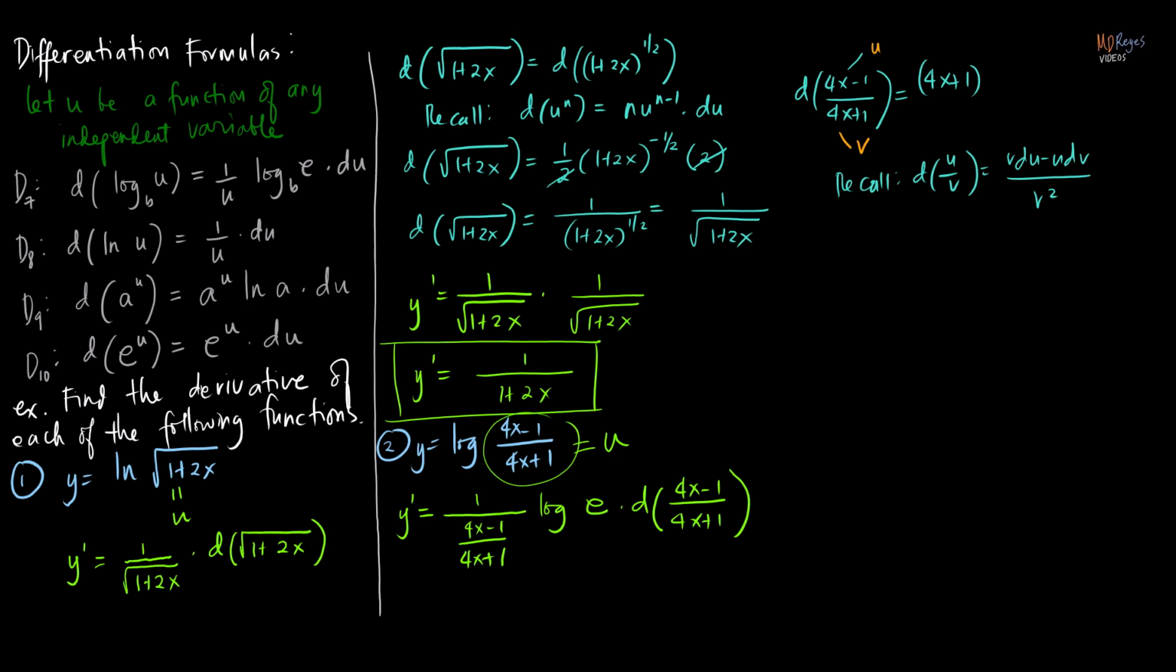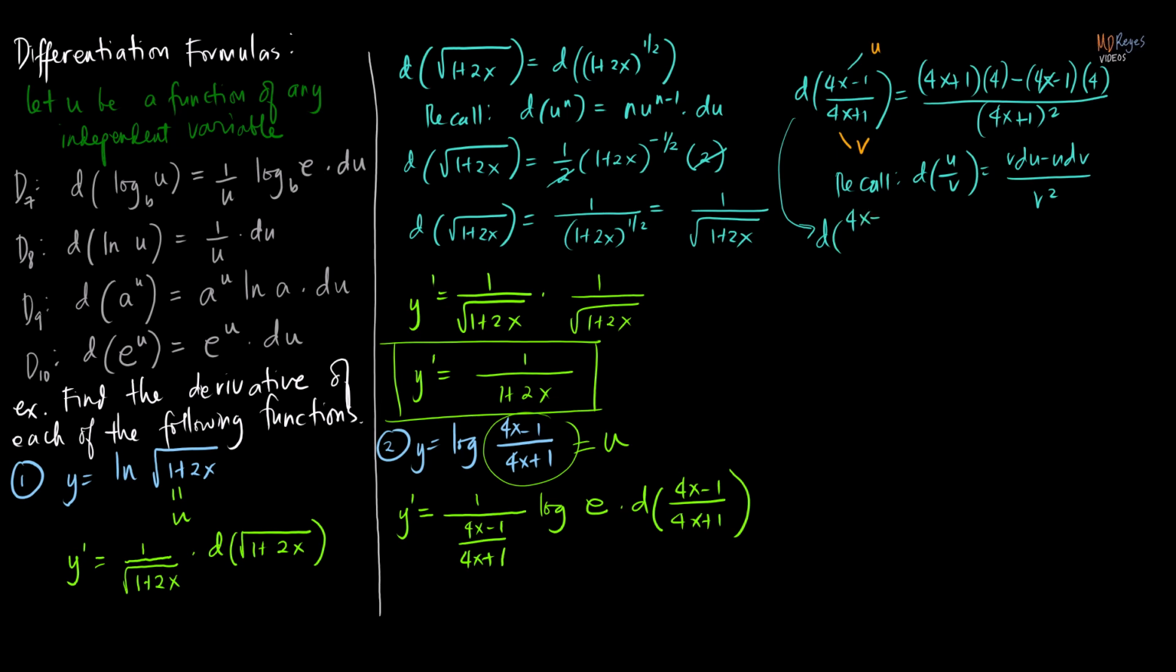Okay, so it's now v times du. What is du equal to? That's the derivative of u in the numerator, 4. Minus u. U is 4x minus 1. And dv is the derivative of the denominator, which is also 4. Over 4x plus 1 quantity squared.